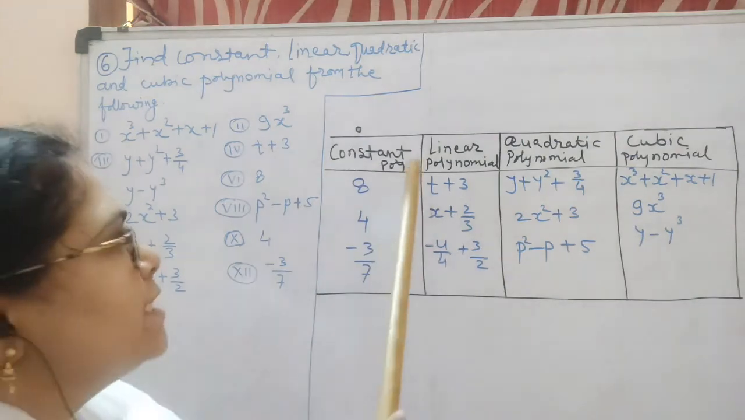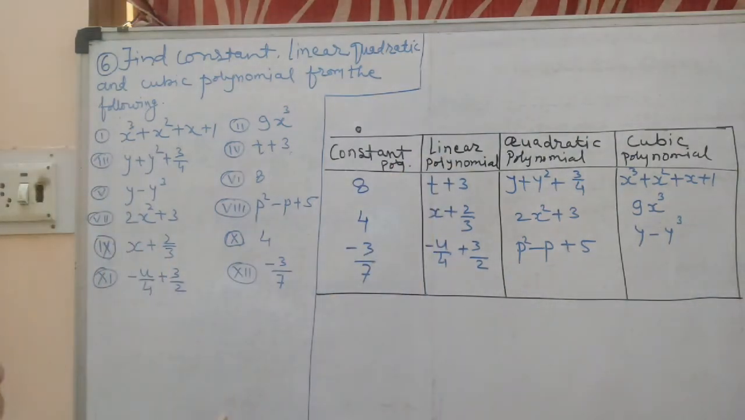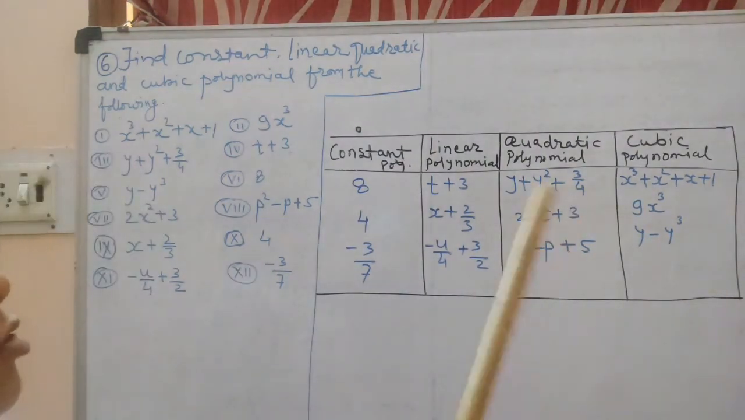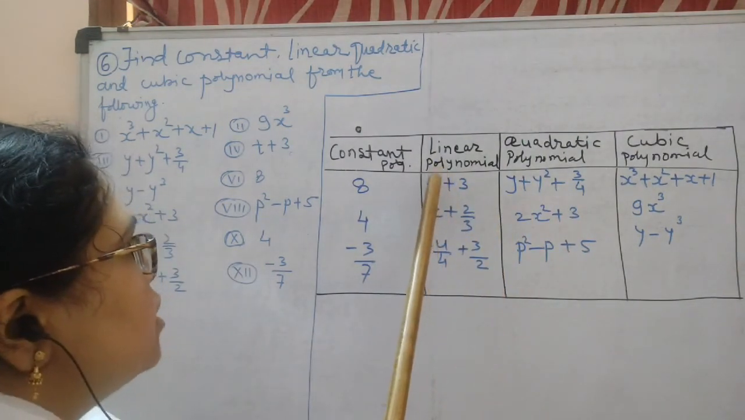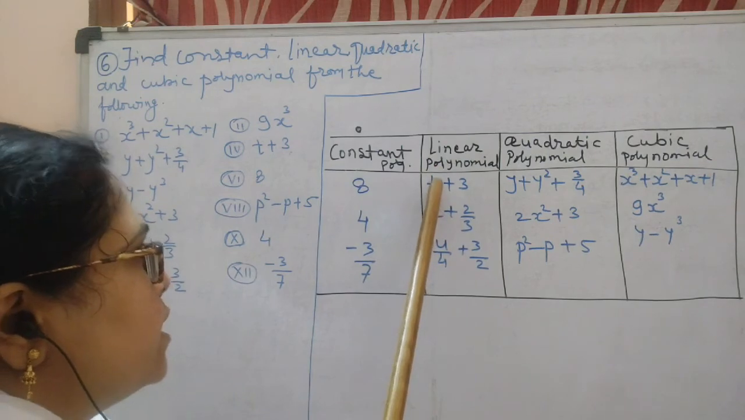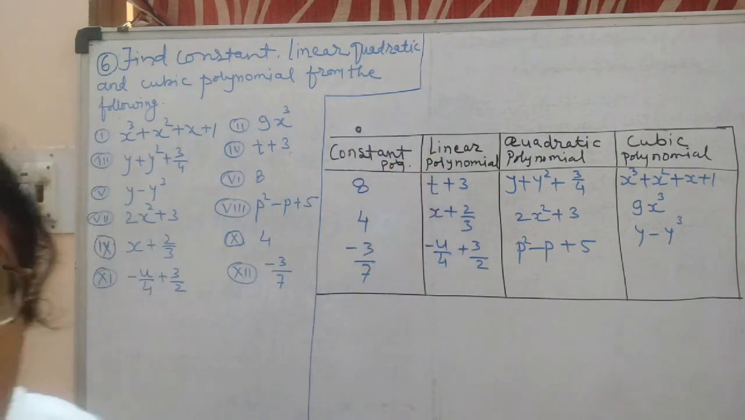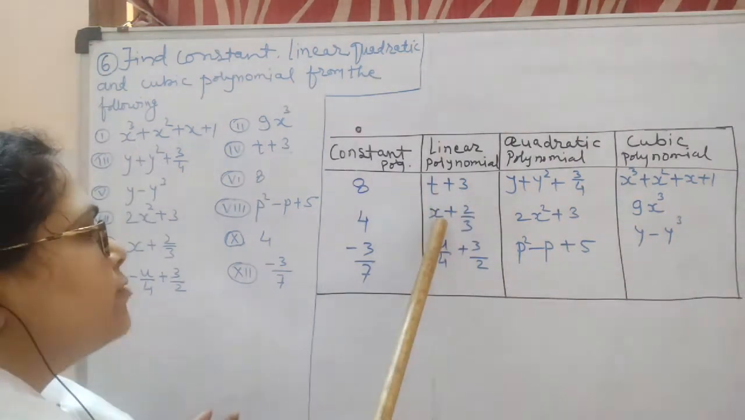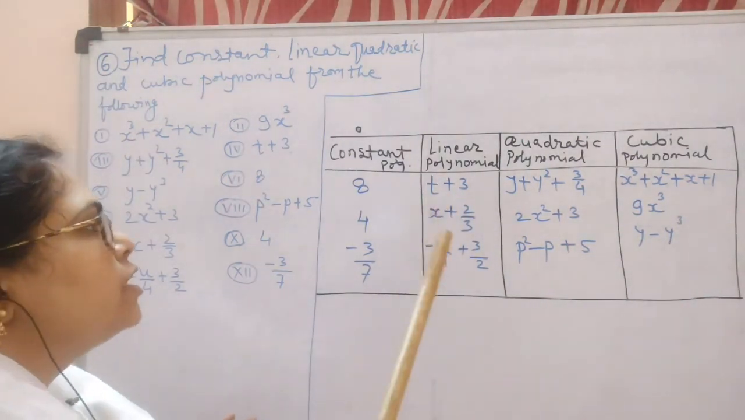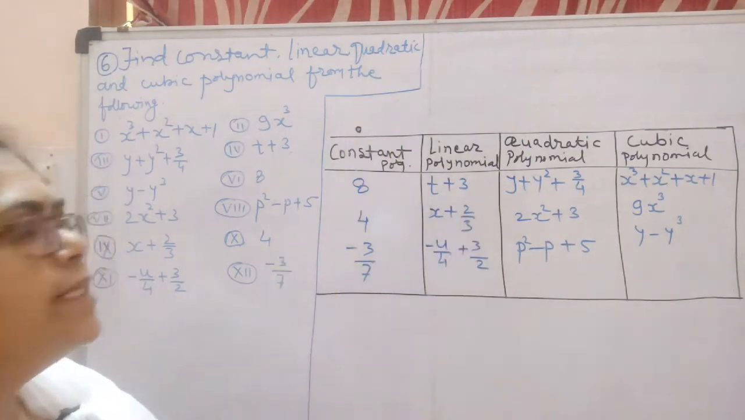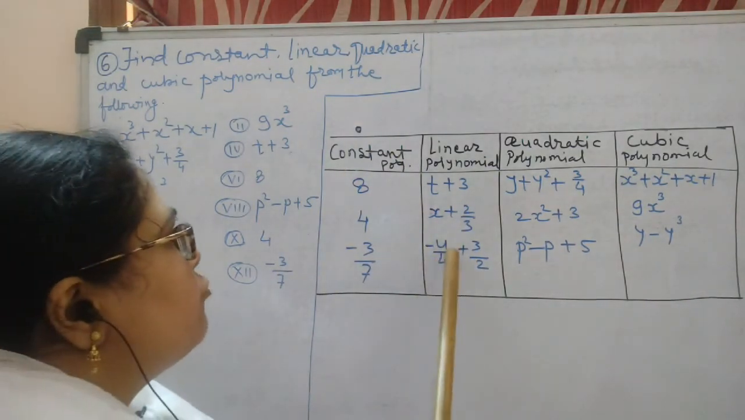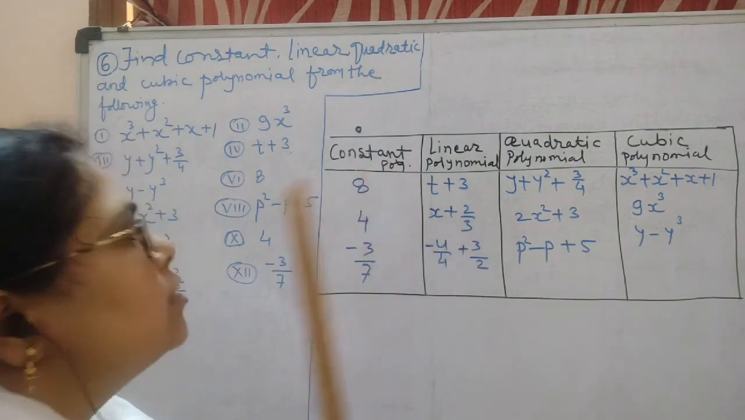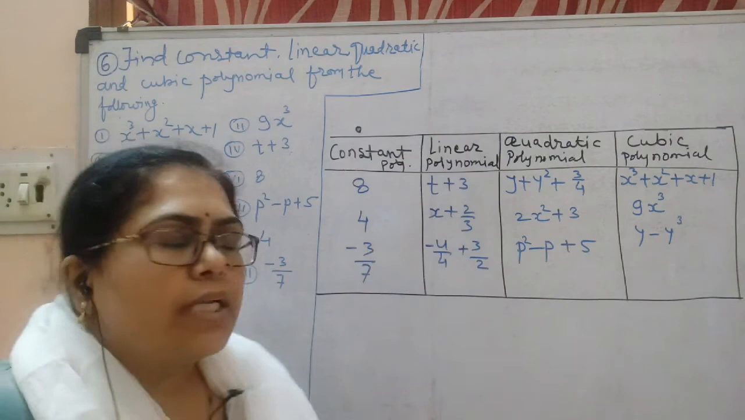And what is a linear polynomial? Linear polynomial means the highest power of the variable is 1. So the highest power of the variable is 1, which means here the variable is t and t's power is 1. So this is a linear polynomial. And x plus 2 by 3, here x is the variable and the variable's highest power is 1. So x plus 2 by 3 is a linear polynomial. And minus u by 4 plus 3 by 2, here the variable is u and u's highest power is 1. So this is also a linear polynomial.